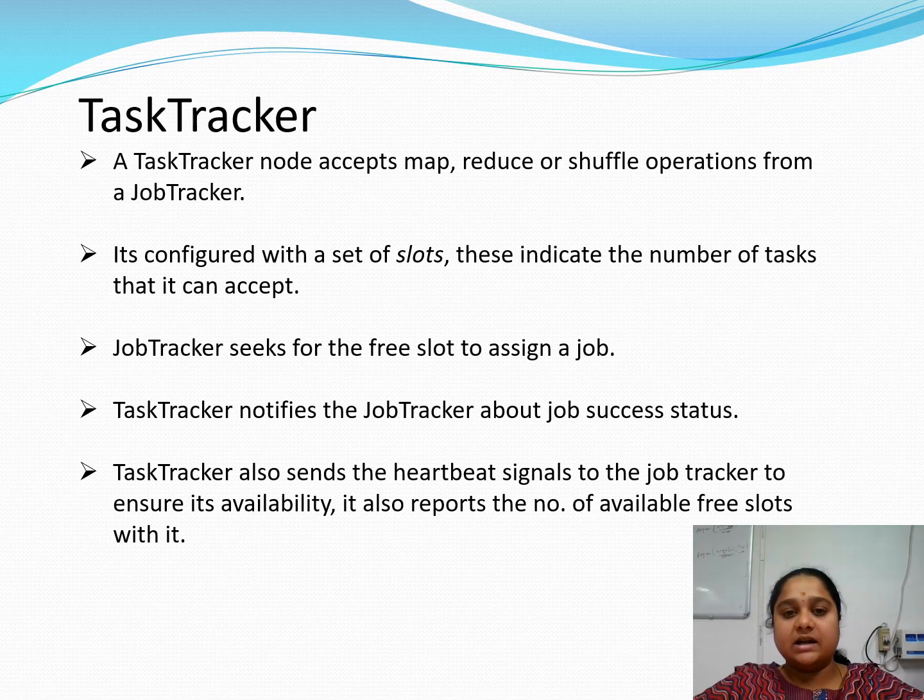See, in the task tracker, we'll accept what all the mapper sends. We just reduce, we just shuffle, and we do the operations assigned by the job tracker. We just set some slots and all. The task tracker notifies the job tracker about the job success status and all.